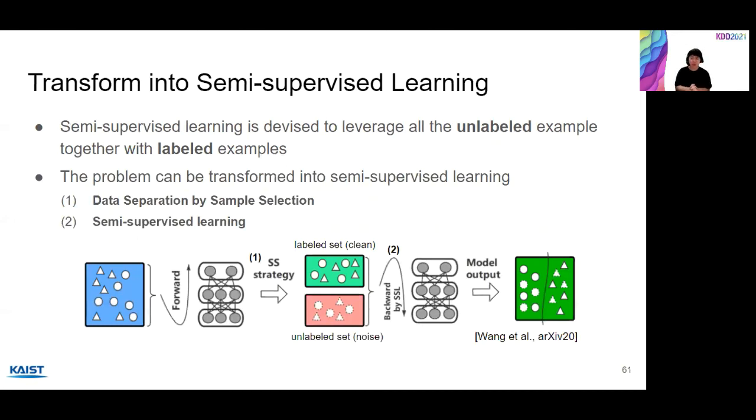And the second approach I will introduce is transforming the problem into semi-supervised learning for robust training. The problem of noisy labels can be transformed into semi-supervised learning as shown in the figure below. After inferring the given examples, we apply a sample selection approach. Here, the selected clean examples are regarded as the labeled set, and the remaining ones are regarded as the unlabeled set. Next, we can apply any semi-supervised learning approach to the transformed data.